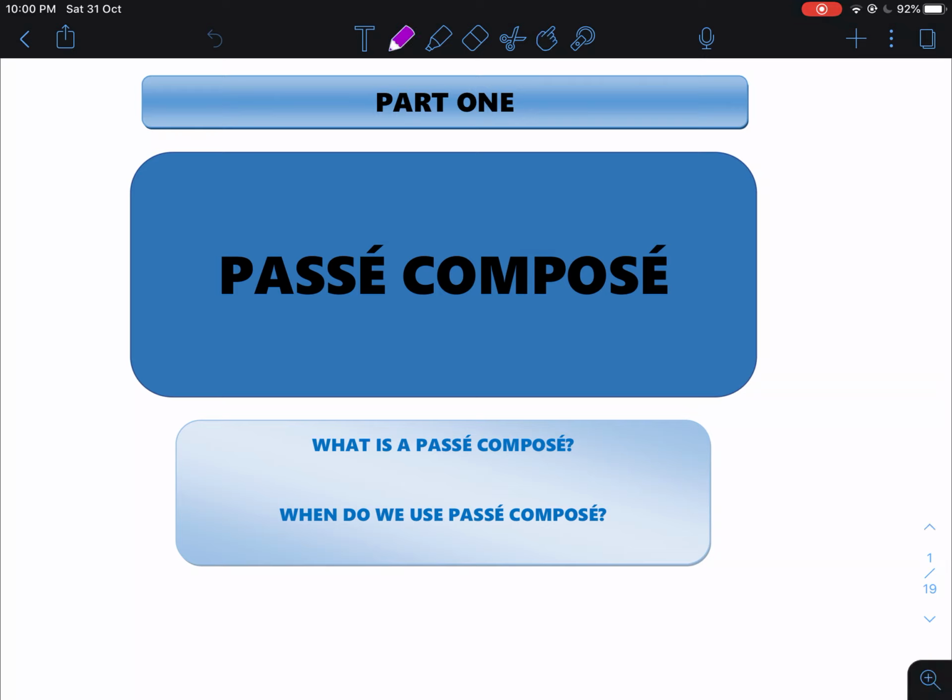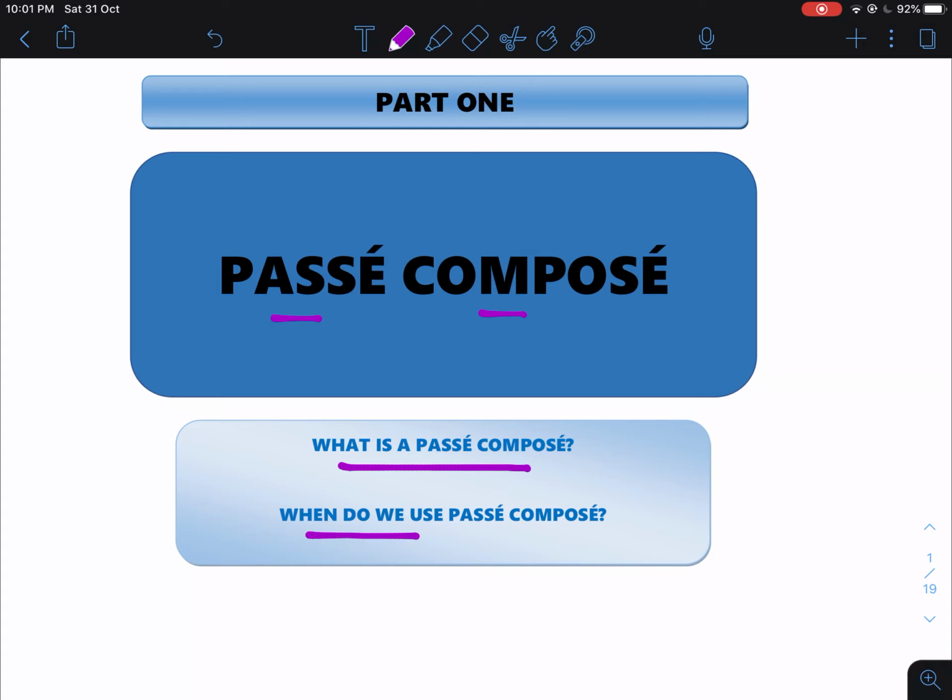Passé composé. Okay, Passé composé is known as past tense in English. Before we learn how to conjugate Passé composé, we need to know a few things. Okay, the first one, what is a Passé composé? Second, when do we use Passé composé?